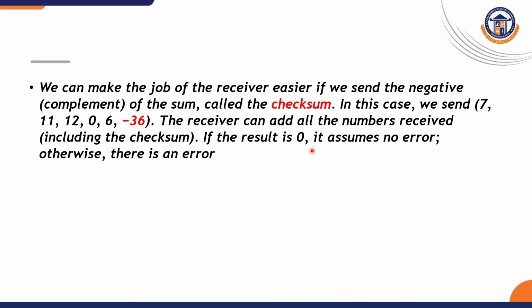The idea can be explained with one's complement, where instead of sending the sum at the sender side, we send the negative of the sum, that is minus 36. That is otherwise called a checksum. The receiver adds all the 5 4-bit numbers with the checksum, and if the result is 0, it assumes that there is no error during transmission.